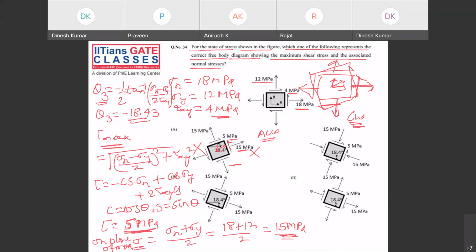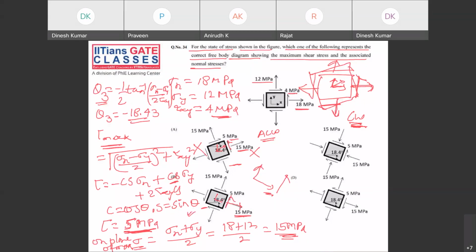Now if you see option B, in option B we see this is rotated clockwise since theta is negative, and this is your normal stress, and it is a positive normal stress. Since it is rotated in this direction, this is the positive axis, so the corresponding shear should be in this positive direction. You can see it is going in the positive direction, and we got the positive value, so that means B is the correct option.